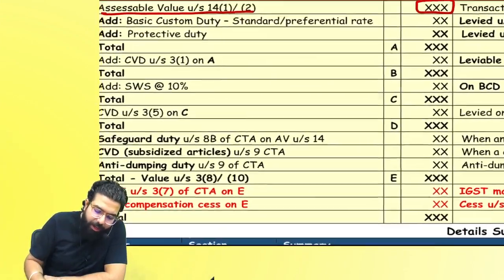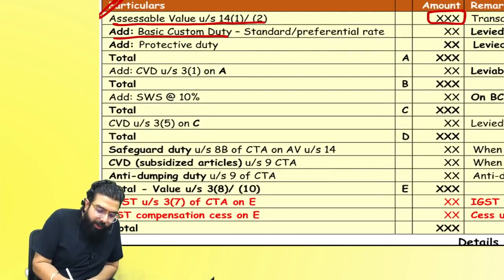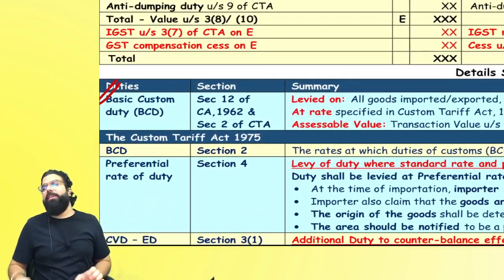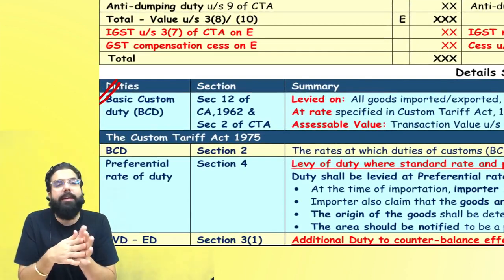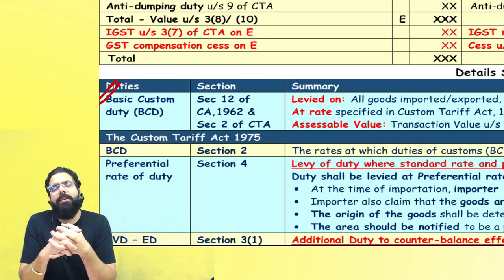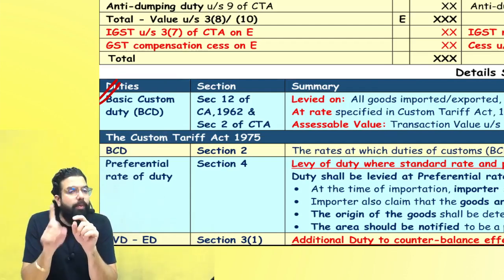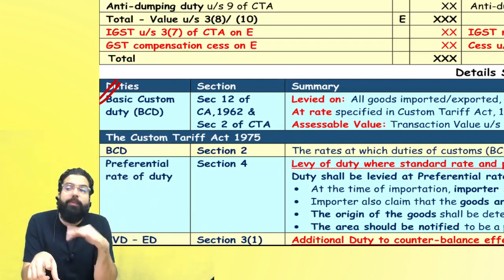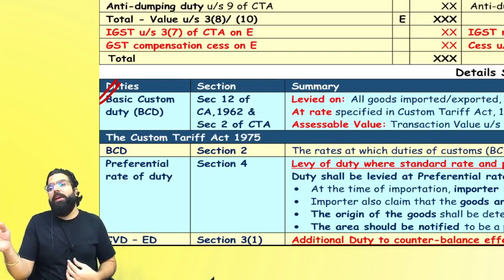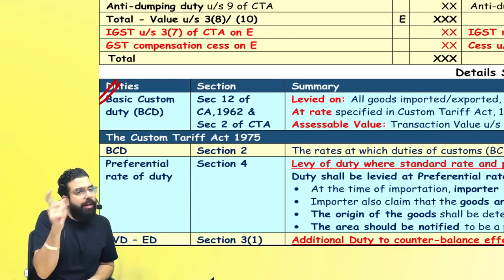Now on the transaction value or tariff value, the first duty which is being levied is the basic custom duty. Always remember one thing, basic custom duty is being levied because it is told under section number 12 of the Customs Act, Custom Act section number 12. Custom Act section number 12 says that, sir, duties of custom will be levied on goods imported or exported from India. Now duties of custom means custom duty. Custom duty will be levied on import or export.